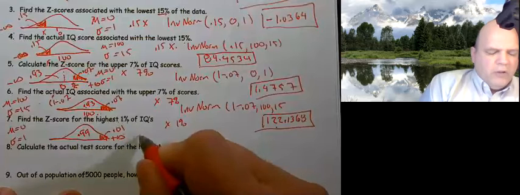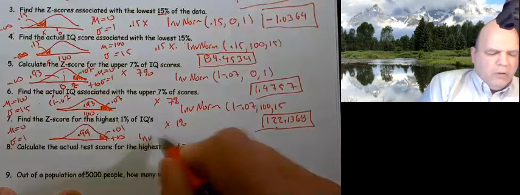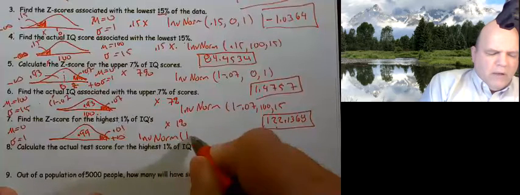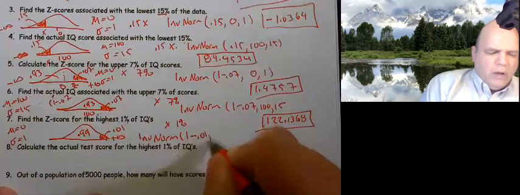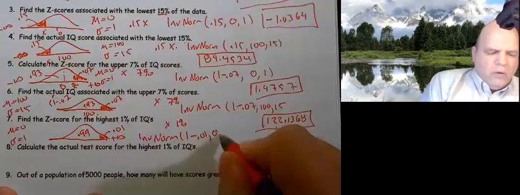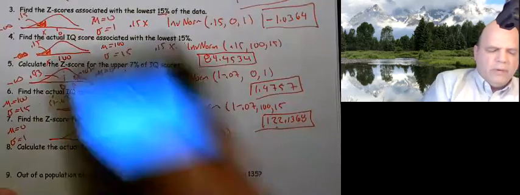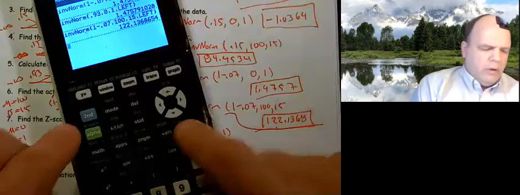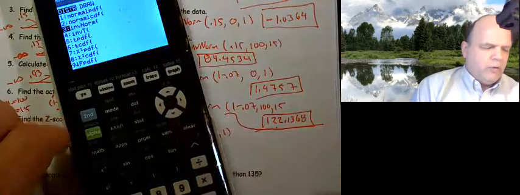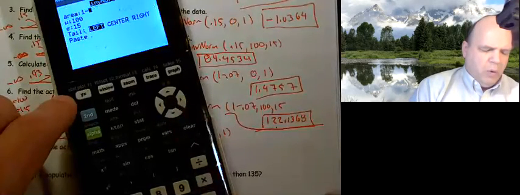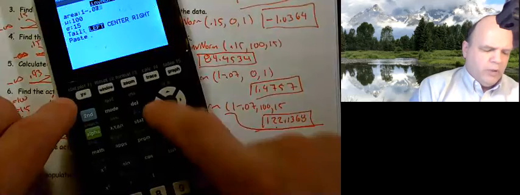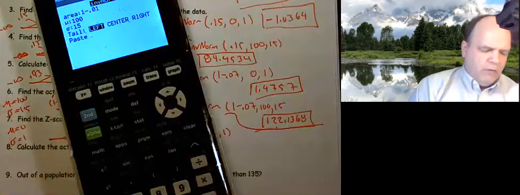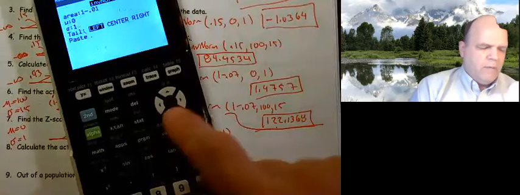They gave you a percent, so they gave you one of the apps. So it's inverse norm. 1 minus the 0.01. Mean is 0, standard deviation of 1. Second vars, inverse norm, 1 minus 0.01 for the 1%. Oop, not 0.07, 0.01. Z-score, mean of 0, standard deviation of 1.